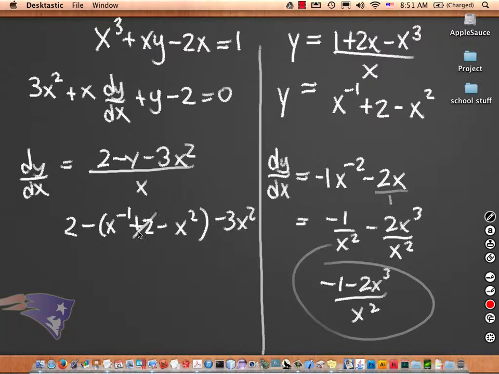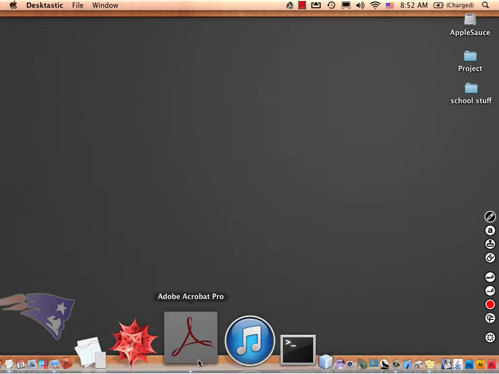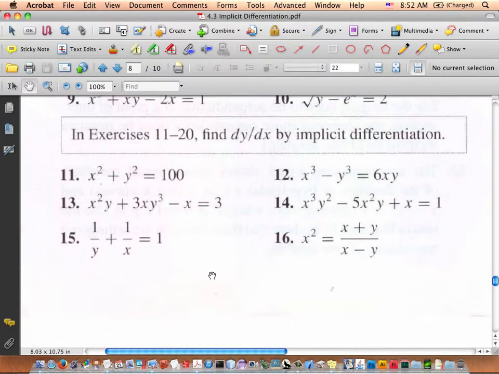Distribute the negative. This goes away with that. That becomes positive, so that's negative 2x squared. And this becomes, there's my 1 over x, all over x. So now I get a common denominator, so I turn this into x cubed over x. Now I can bring this together, and so I'm going to get the same thing right here when I bring those together. 1 minus 2x cubed all over x squared. There we go. When in doubt, do it all again. You wouldn't believe how many times that turns out to be true in math.